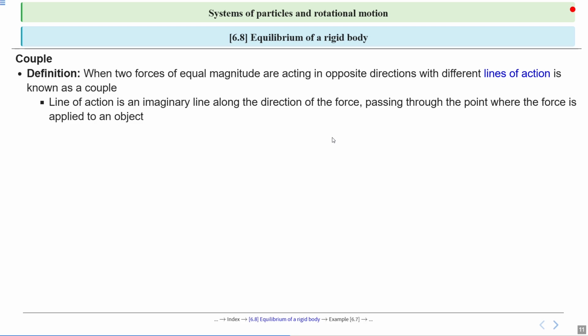Suppose we have a rod and we apply some force at the ends of the rod. The directions of the forces are different, or we can say opposite directions. So we can say their lines of action are also different. Yes or no?